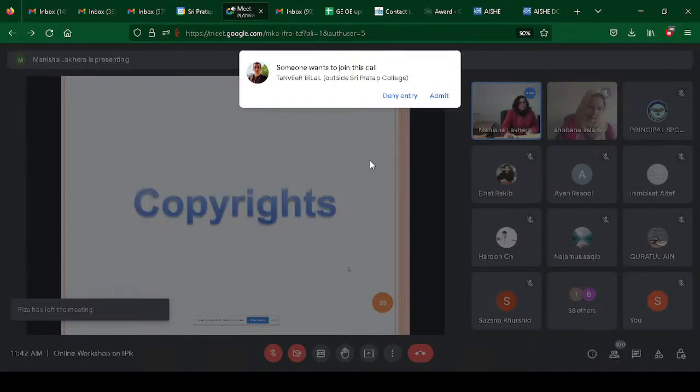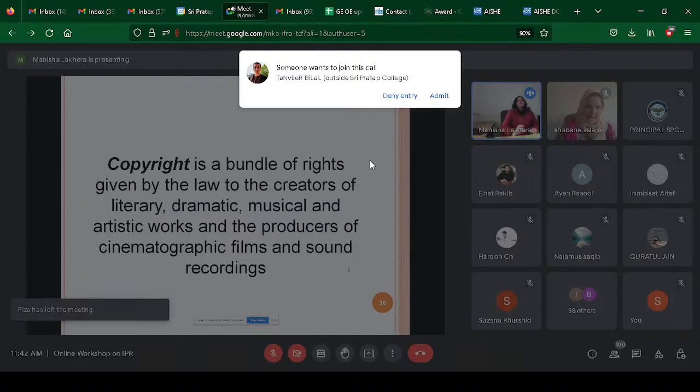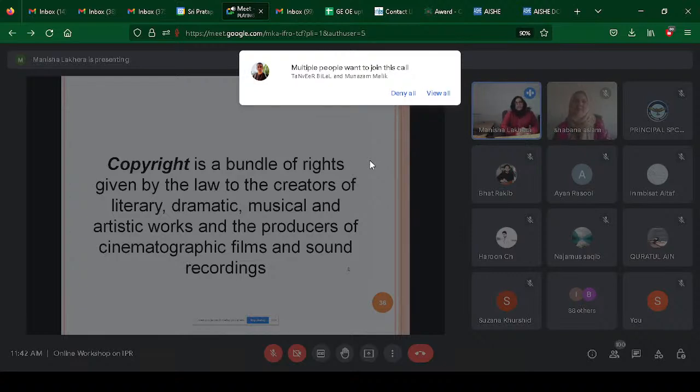Now comes copyrights. Copyrights are the bundle of rights given to the creators of literary, dramatic, musical, and artistic work, and the producers of cinematographic films and sound recordings. Now, the bundle of rights means the creators will get the right to reproduce their work, make copies of their work, then the right to communicate to the public, the right to performance, they can perform their work, then the right to adaptation.